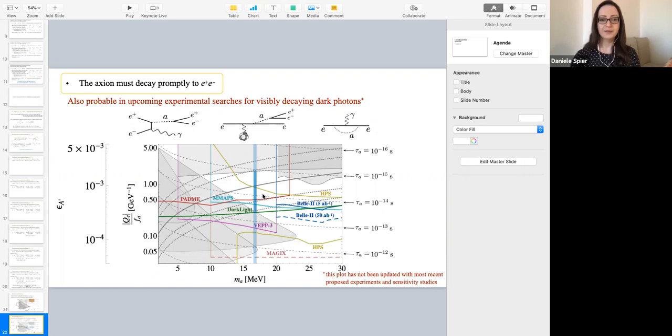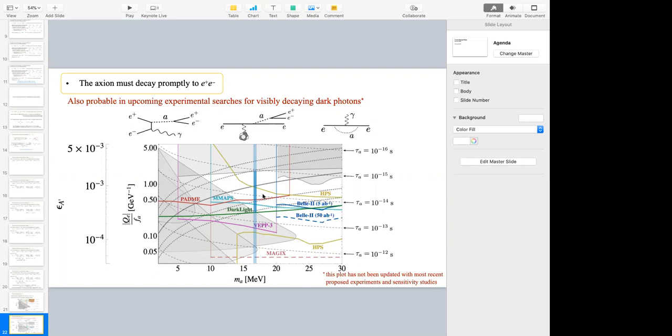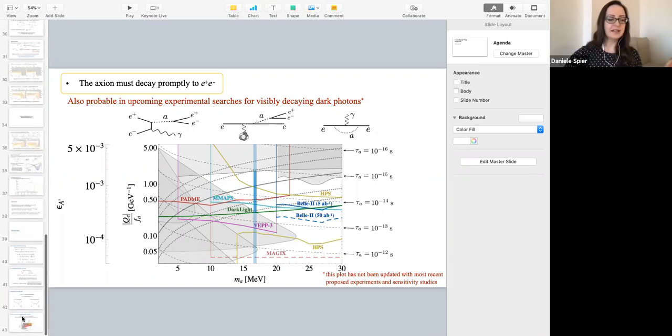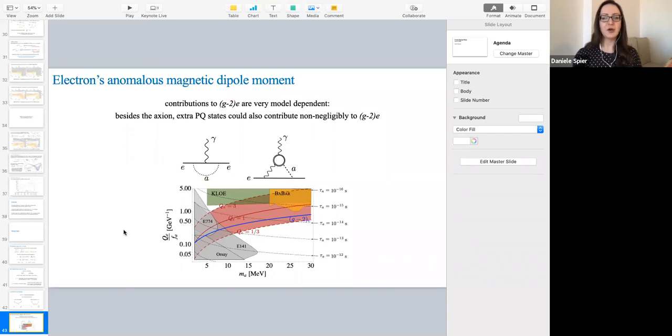Hi, what's the preferred region for explaining the electron g-2 anomaly, as you mentioned? Let me go to my backup slide. Yes, oh, it depends. So there are 2 contributions to the electron g-2 that are important here. There is the 1 loop contribution, which is just this. And then there's this Barr-Zee type diagram at 2 loops.